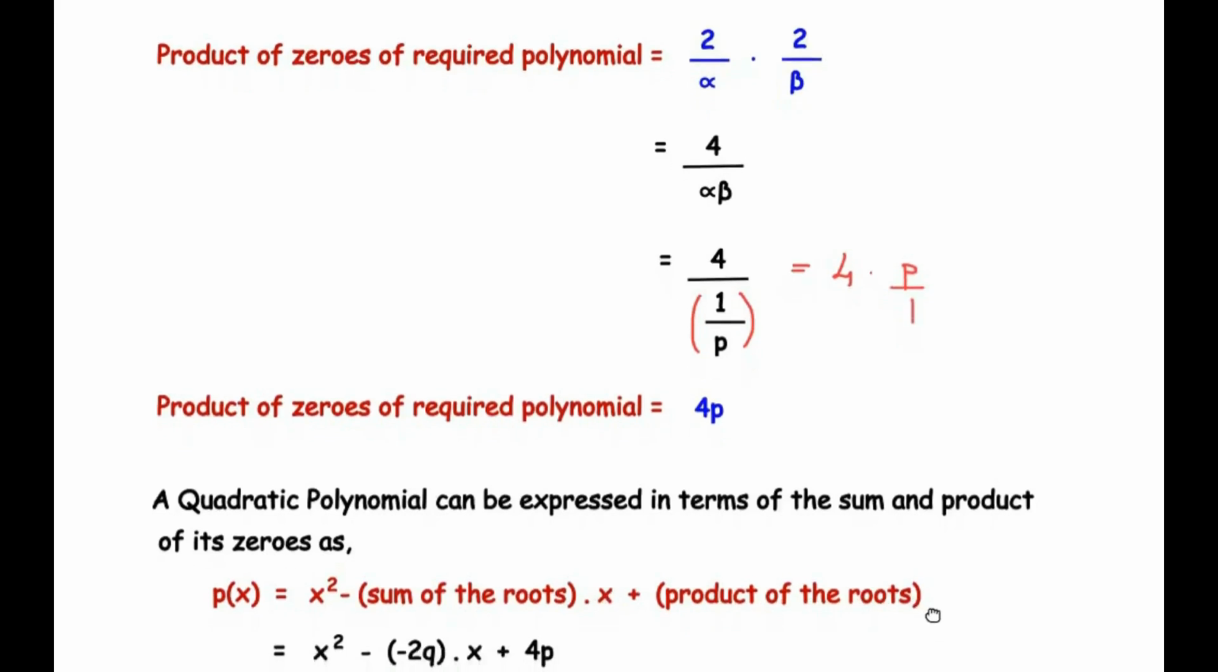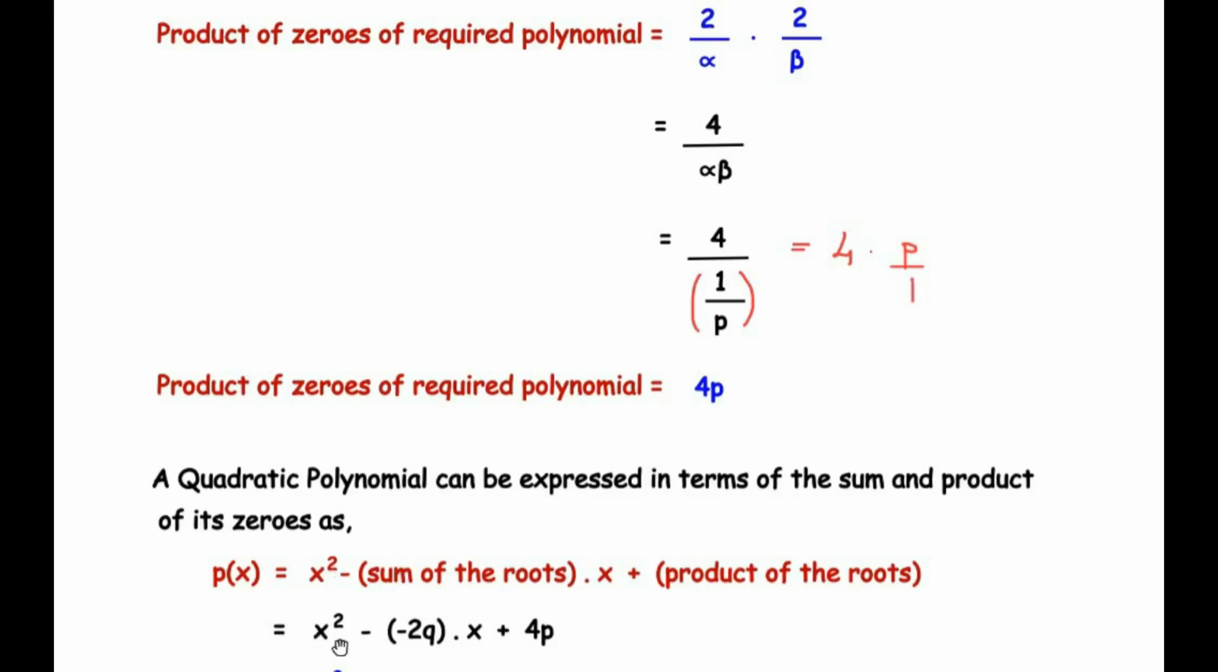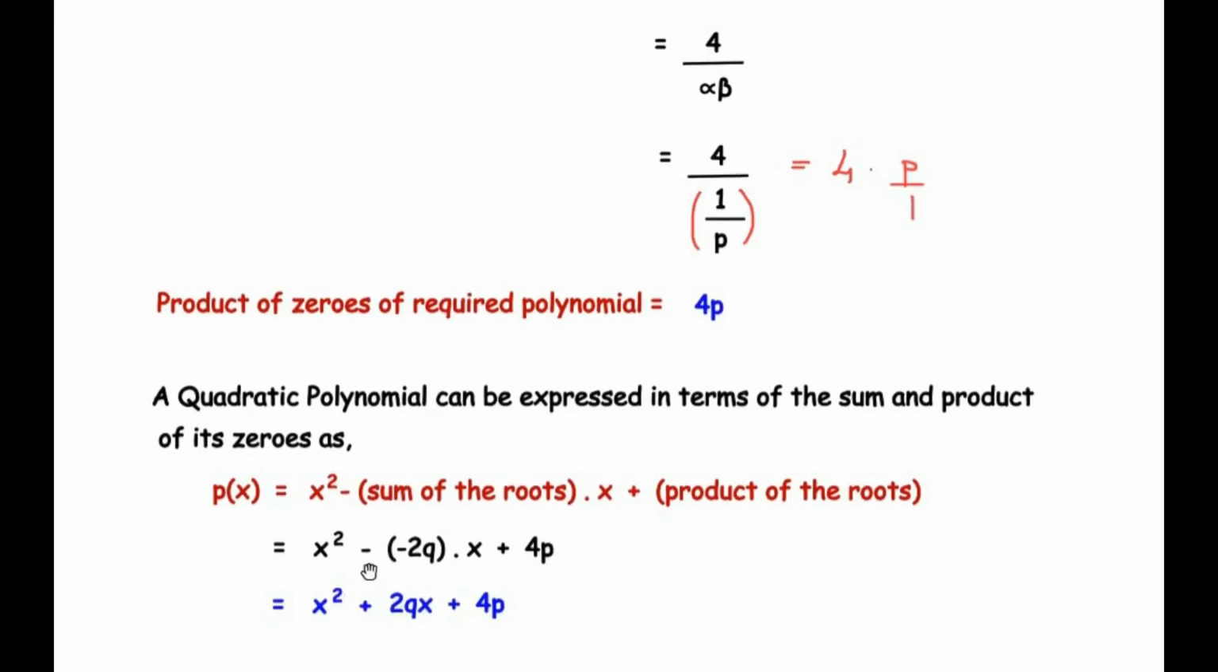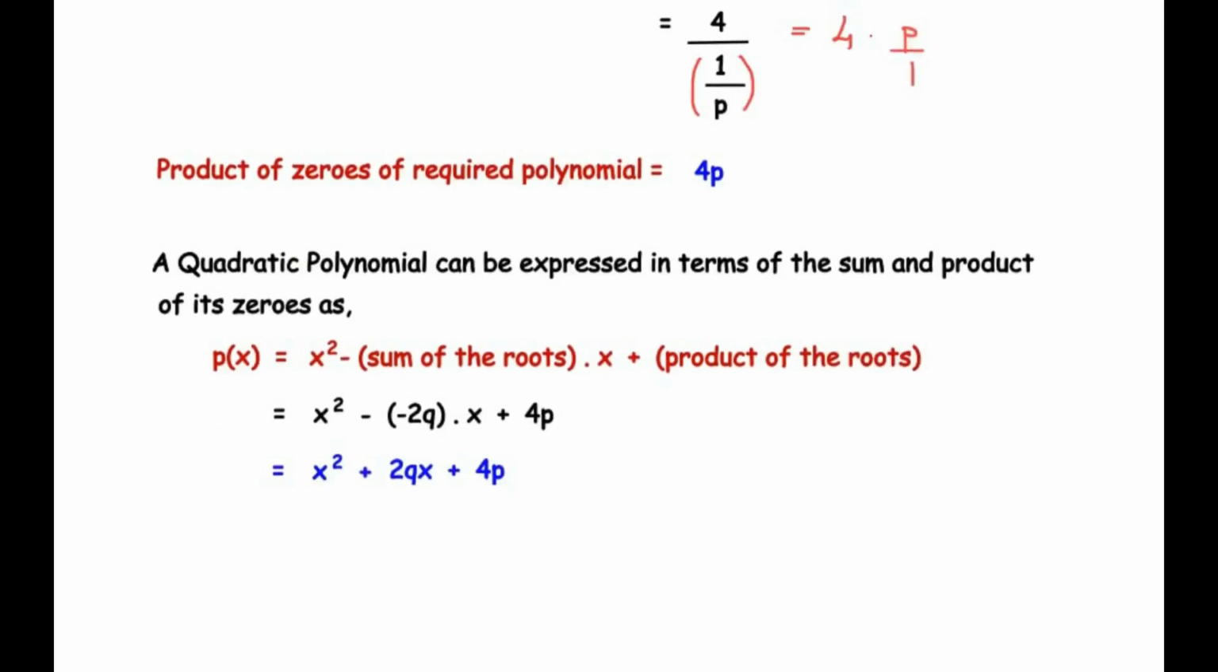So here we are going to write this is equal to x square minus, now the sum of the roots we had got as negative 2q, times x plus the product of the roots we have got here is 4p. So simplifying this, we get x square, minus of minus is plus 2qx plus 4p. So this is the required polynomial with the roots 2 over alpha and 2 over beta. So we have got the quadratic polynomial. Now let us move on to the next question.